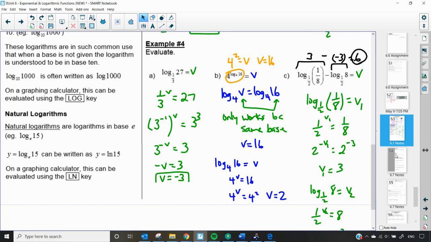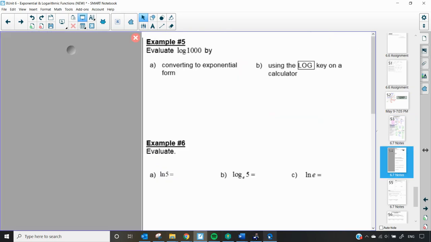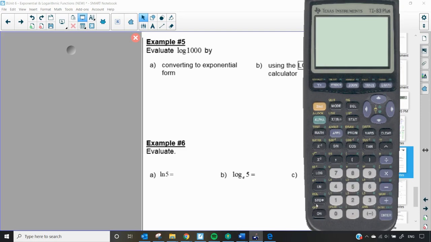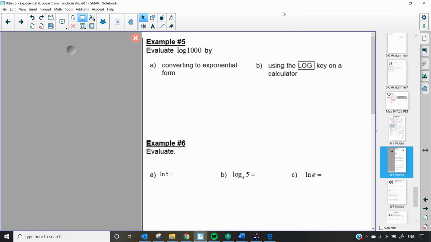All right, so let's just do some practice with the calculator. We haven't done a lot with the calculator yet. On your calculator, if we want to type in log of 1,000, we just type log and then 1,000. Now our calculator knows that when we type log of 1,000, we actually mean log base 10. So log of 1,000 on our calculator is equal to 3.